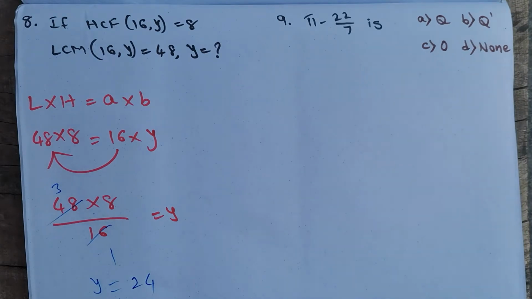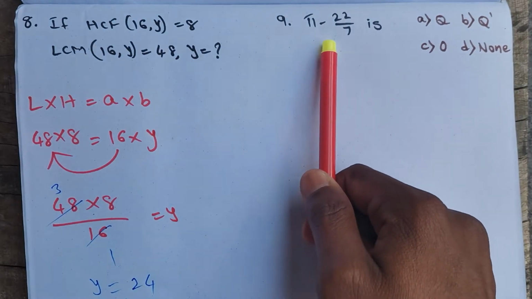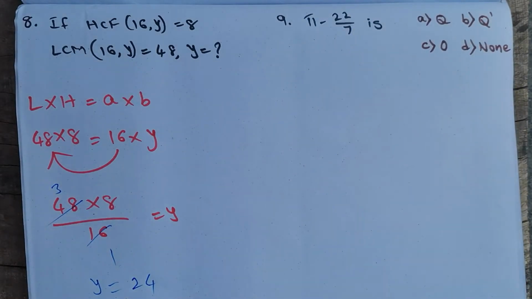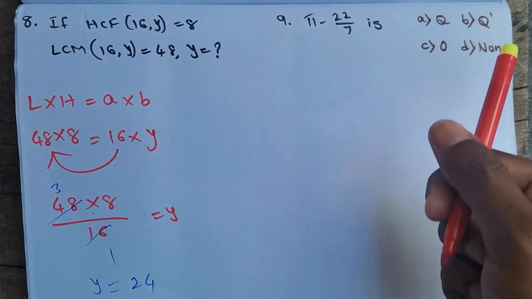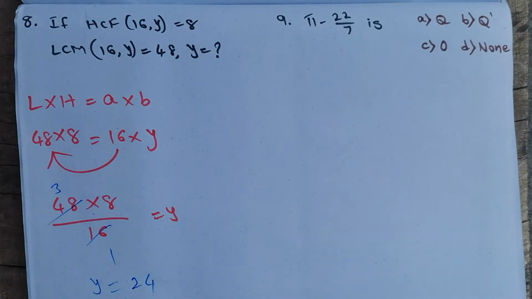Next, question number 9. Pi minus 22 by 7. Whether it is rational or irrational or 0 or none of the above. Here also most of the students will make a mistake.